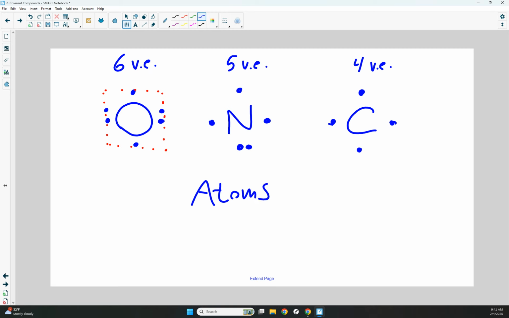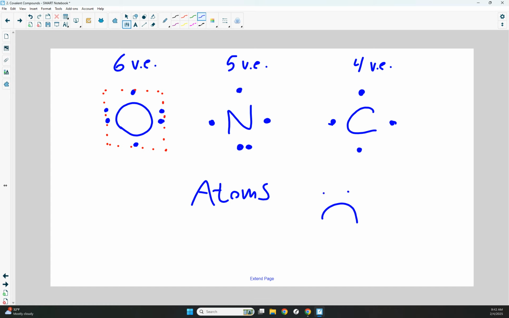And one thing you'll notice is that all of these atoms are a little bit unhappy, okay? Because they don't have 8 valence electrons around them. And that is what atoms want, is 8 valence electrons. They want to complete their octet, is what we say. So that is something worth keeping in mind here, that these atoms are all somewhat unhappy.